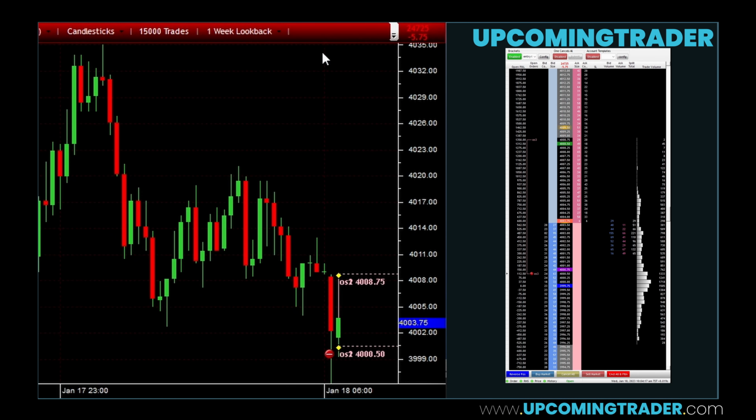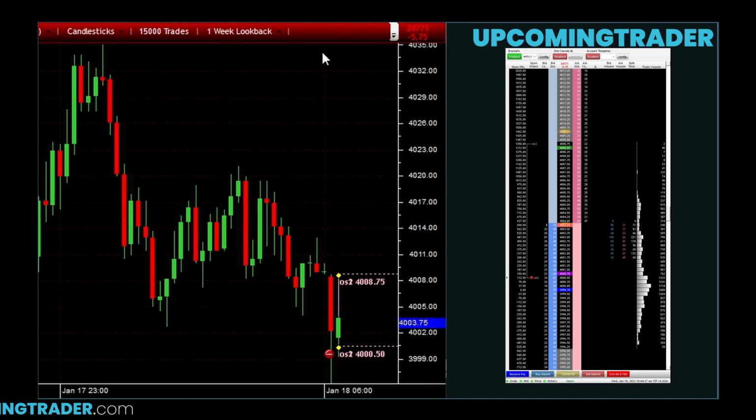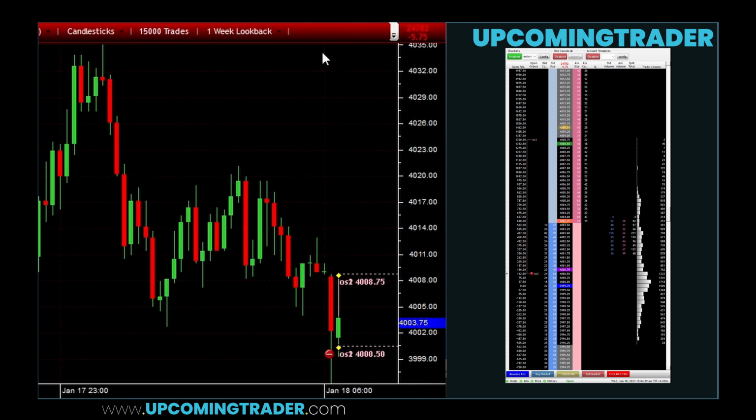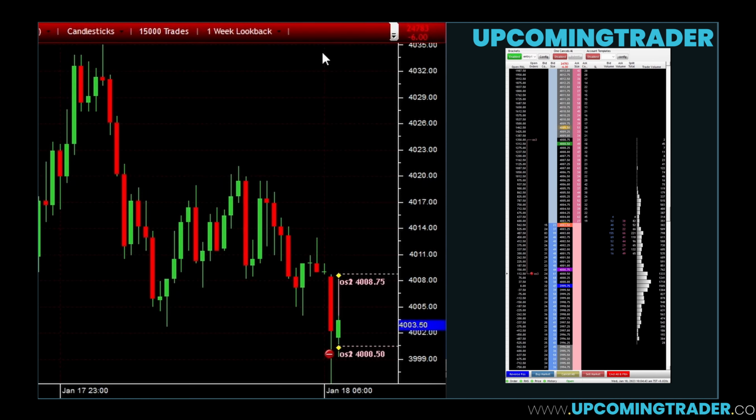Rectangles are continuation patterns that show a period of consolidation where the price moves between two parallel levels of support and resistance. When the price finally breaks out of the rectangle, volume plays a critical role in confirming the strength of the breakout. High volume during the breakout signals that the move is likely to continue in the breakout direction, while low volume may indicate a false breakout or lack of conviction.